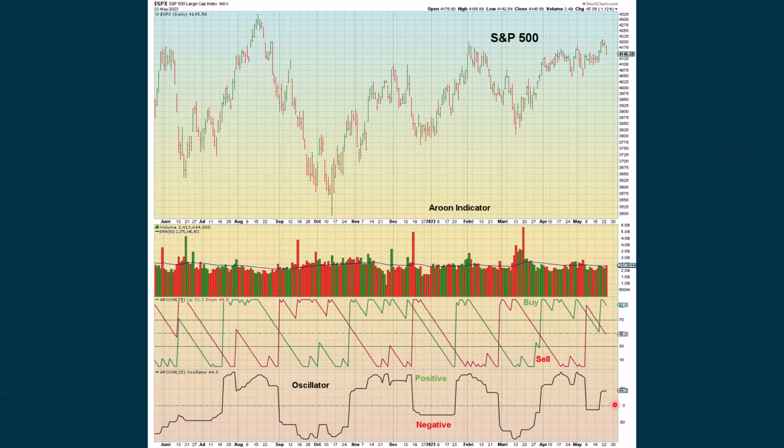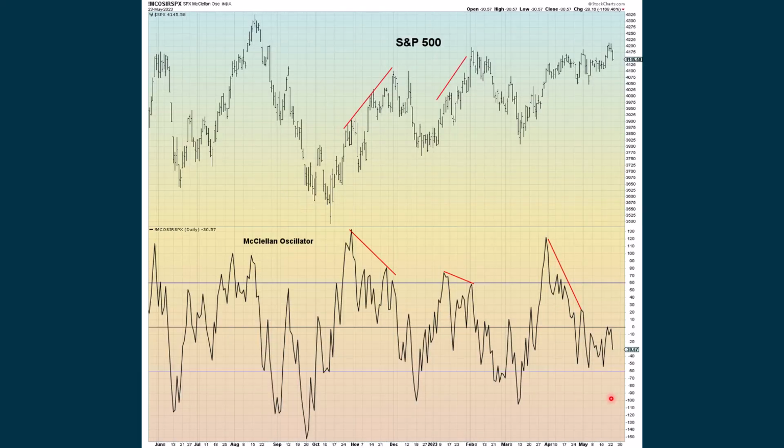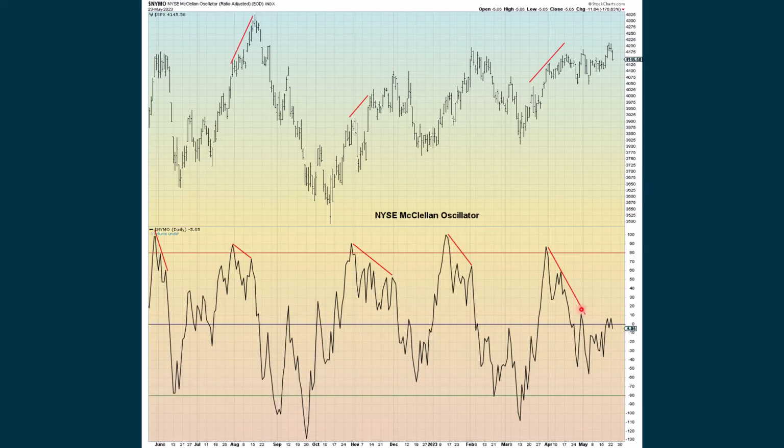Our Aroon has gone sideways, but it's still positive overall. The PPO studies were still positive in the long and intermediate term, and we barely dropped below zero with the short term. McClellan oscillator, we came almost back up to zero, but now we've dropped back down, so that's negative. The NYSE McClellan oscillator has dropped back below zero.